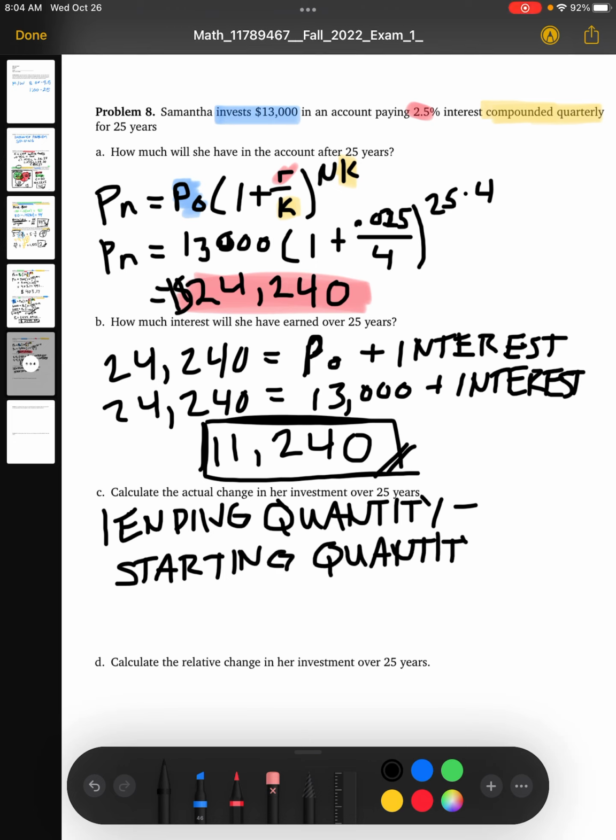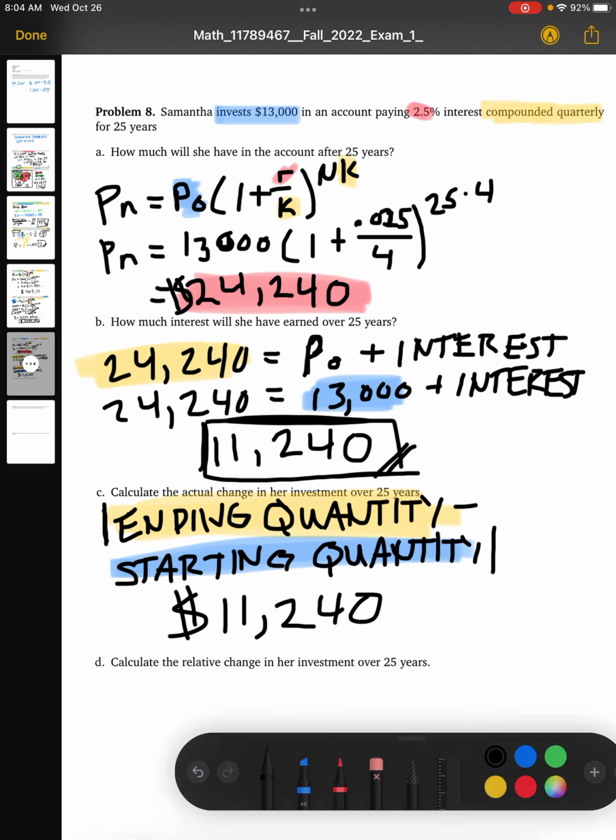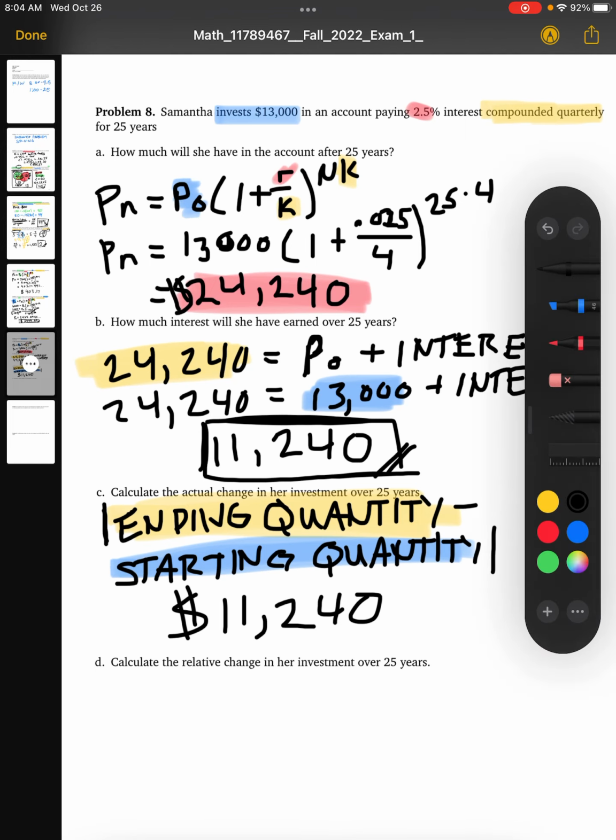And so for us, the ending quantity is that 24,240. That's how much she ends up with in her account. And the starting quantity, that's how much she invested, 13,000. So if you take the ending quantity minus the starting quantity, the answer you'll get is 11,240. That's her actual change in her investment. That's how much money she made over time, $11,240.